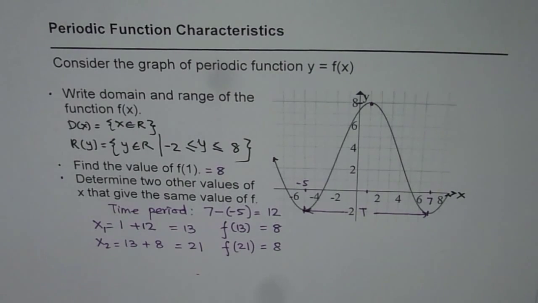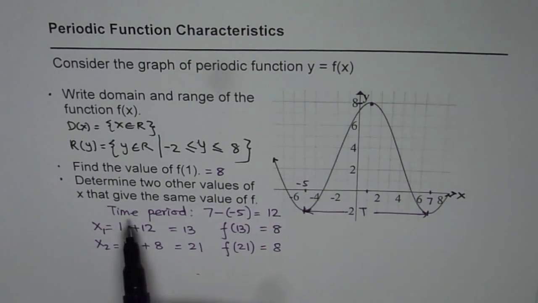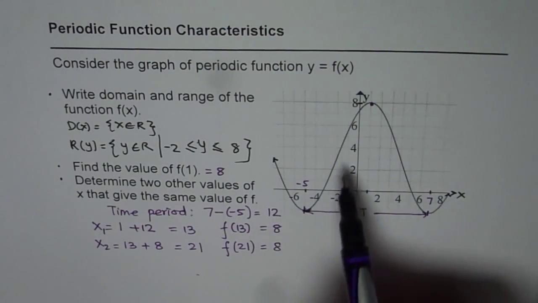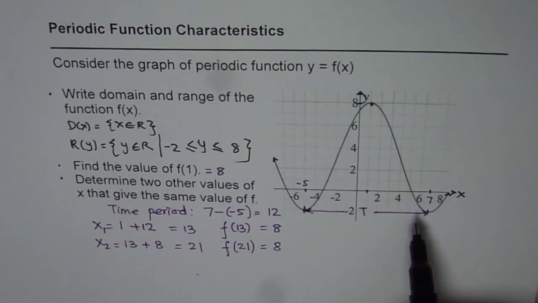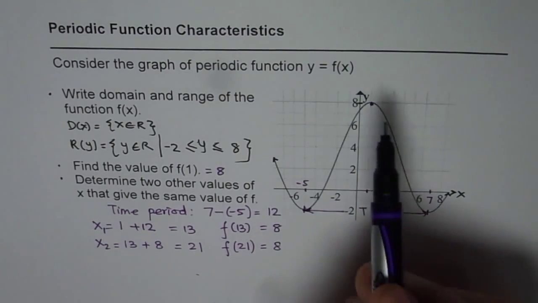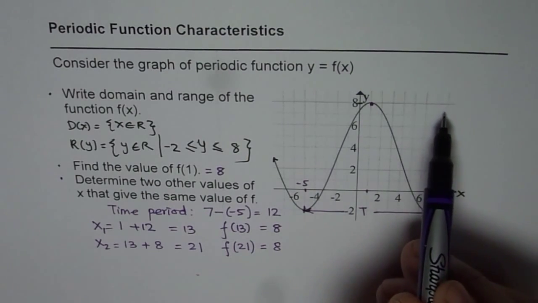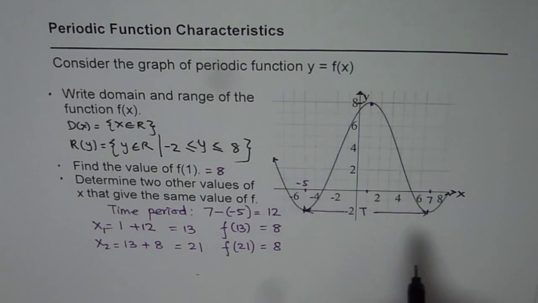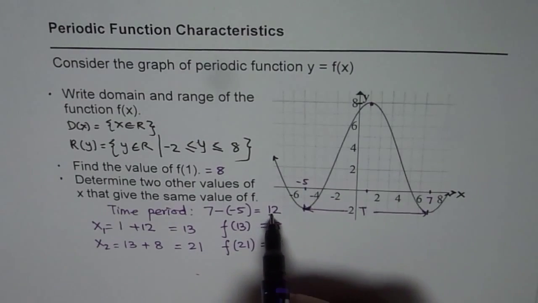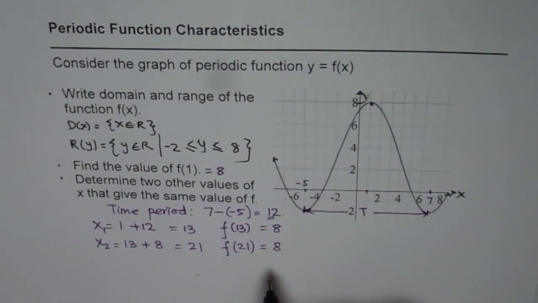A periodic function is one in which a cycle gets repeated at a fixed interval of time. Here the interval is 12, and every point on this cycle gets repeated after 12 units. So the value y will again occur after every interval of 12 units. So that's the whole idea.